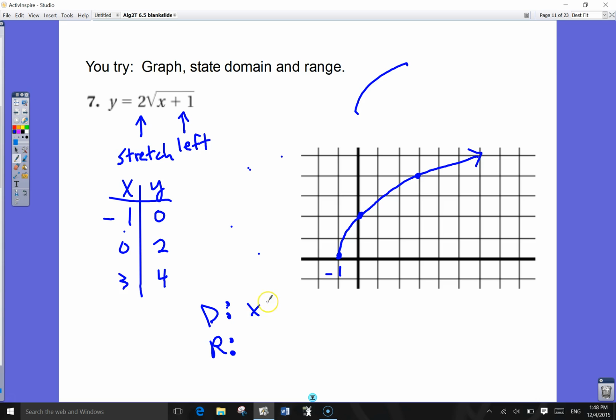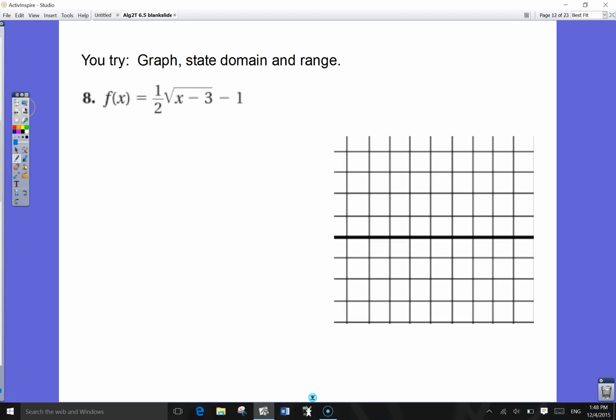In this case, looks like the x values start at negative 1 and go to the right, so x is greater than or equal to negative 1. The y values did not actually get shifted, right? That's still at y equals 0, and it's going up from there. So y is greater than or equal to 0. Okay, one more for you. Pause, hit play when you're done.